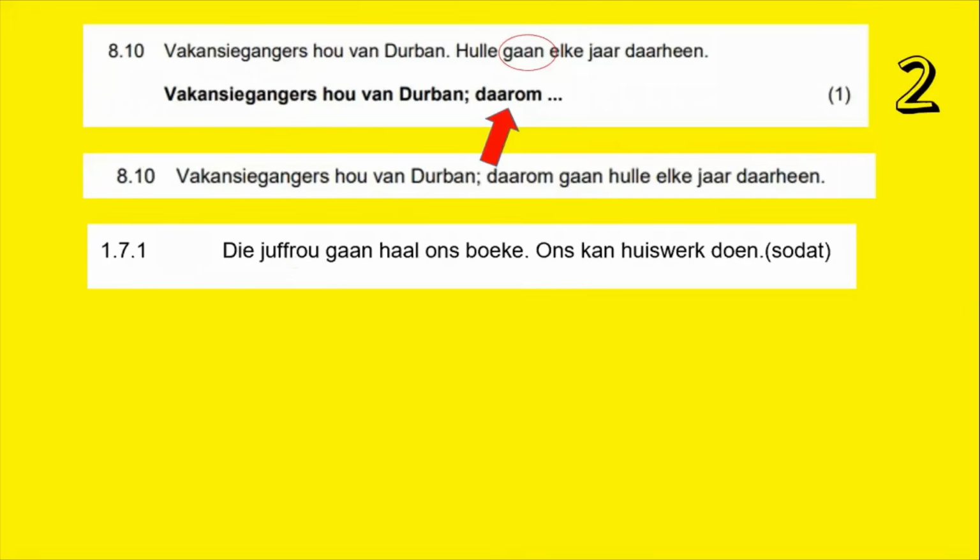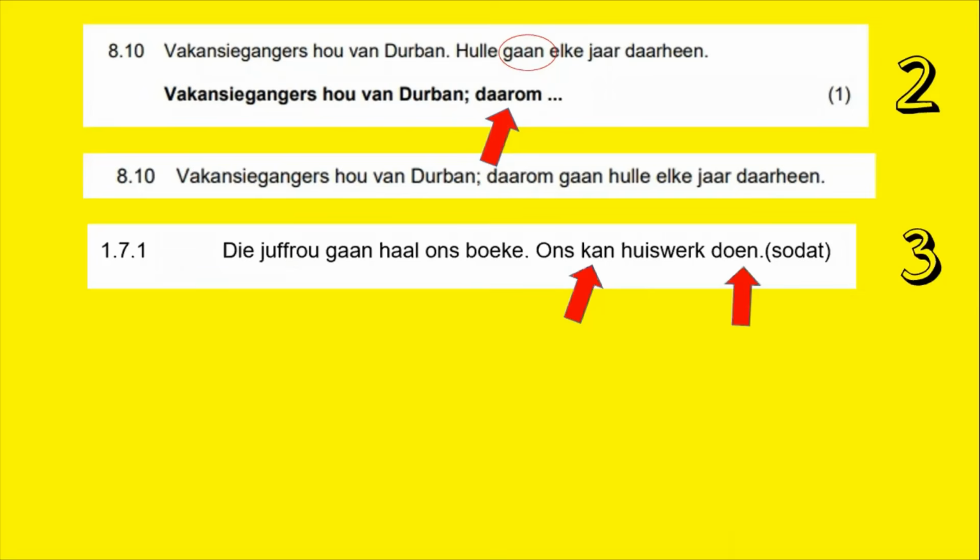Another one is, die juffrou gaan haal ons boeke, ons kan huiswerk doen. And then they want you to combine these two sentences with sodat. Sodat is groep 3. Sodat, nadat, omdat, and en dat are all groep 3. And what happens in groep 3? The verb of the second sentence, verb 1, moves to the end of the sentence.